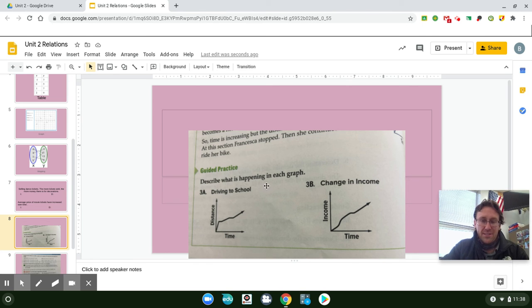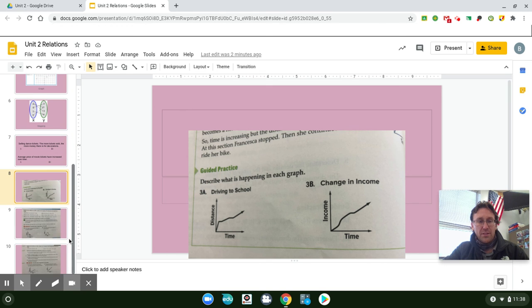Okay, so graphs don't always talk about height. You might look at this graph 3A and say, oh, well, he goes up a mountain, then he stays on the mountain, then he goes up more of the mountain. That's not what the graph is talking about. The graph is talking about the distance traveled driving to school. It's not how high or how low the car is going.